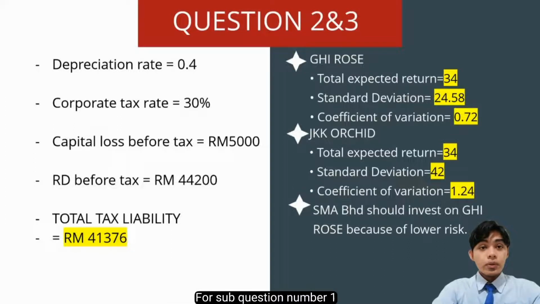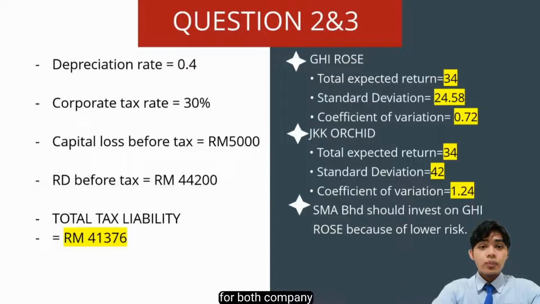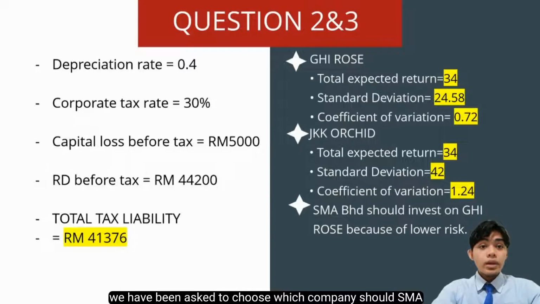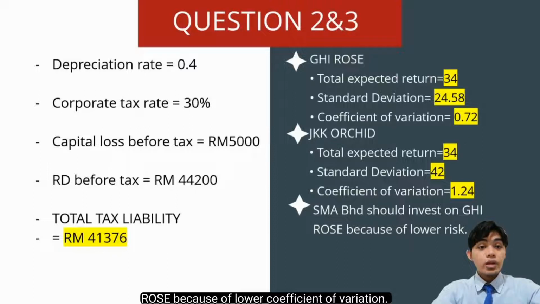For sub-question number 1, we have been asked to calculate investment expected return, standard deviation, and coefficient of variation for both companies. And for sub-question number 2, we have been asked to choose which company SABH should invest in. For the final answer, we can summarize that SABH should invest in GHI ROS because of the lower coefficient of variation.